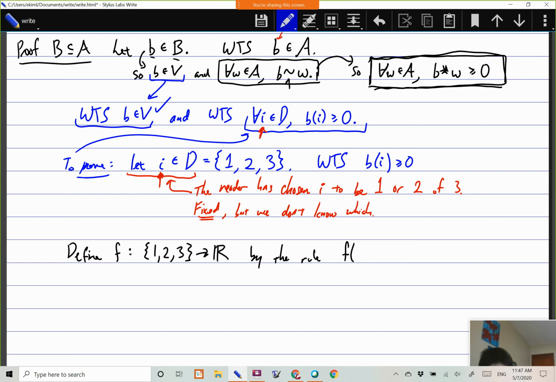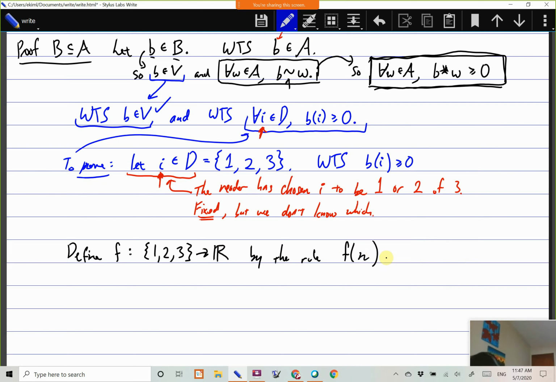If my pen would behave. Uh-oh, this is not good. Okay, let's see. Nope, that's not good. There we go. Just had to reset the battery or something.